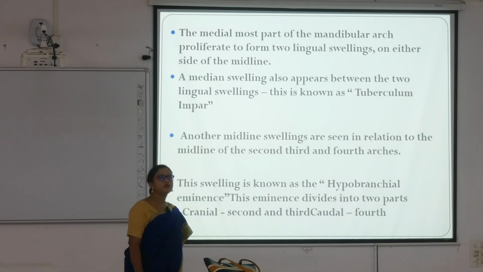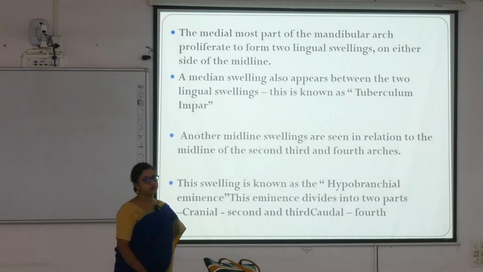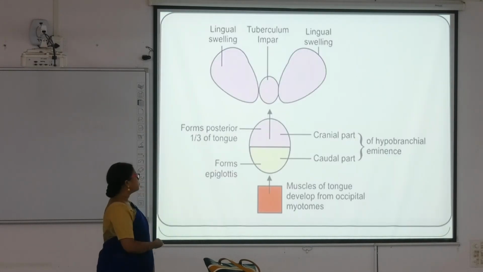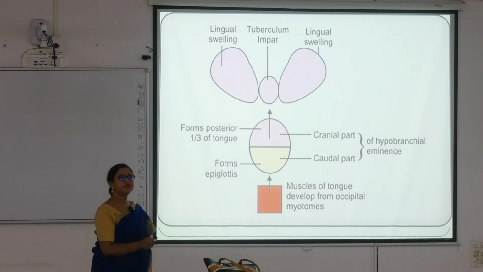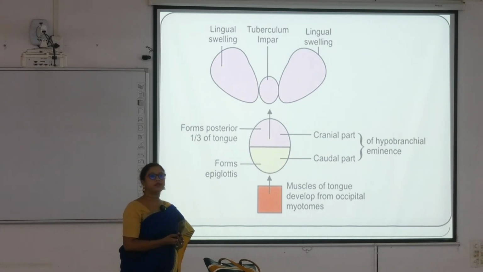Which arch does it develop from? 3rd and 4th. Okay, so anteriorly what do we get? 1st, 2nd, 4th. Posteriorly what do we get? 3rd and 4th. Okay, so see this picture, if you could draw or remember it, it is very easy, right? So what is the midline swelling? Tuberculum impar, and bilaterally there are two lingual swellings. These three merge together and form the anterior two-third.